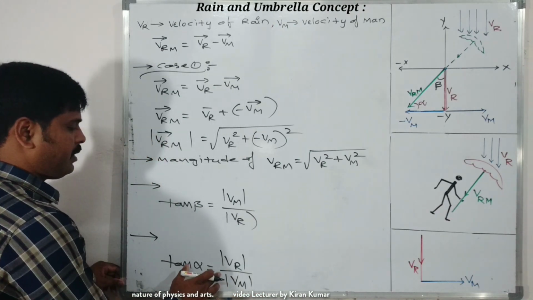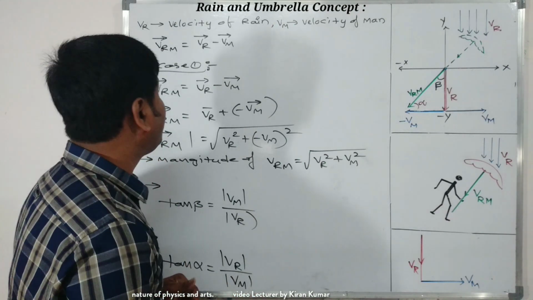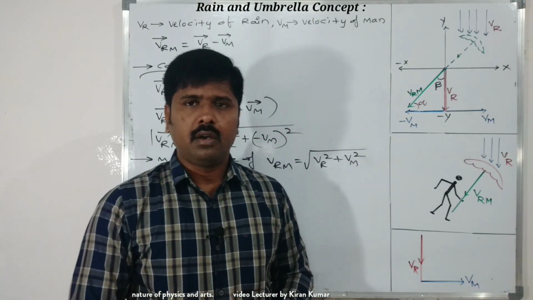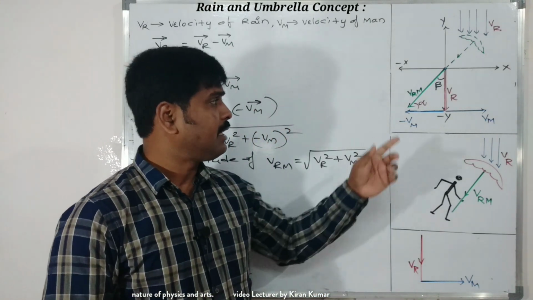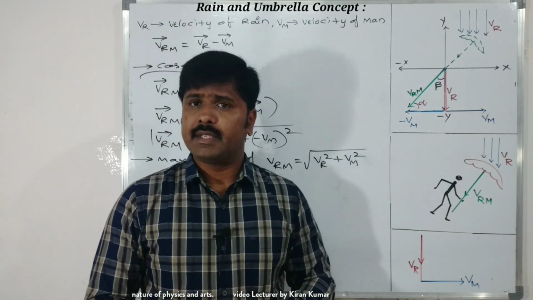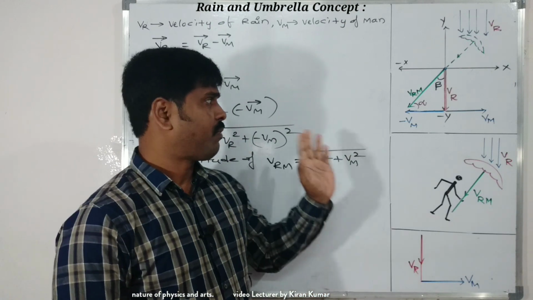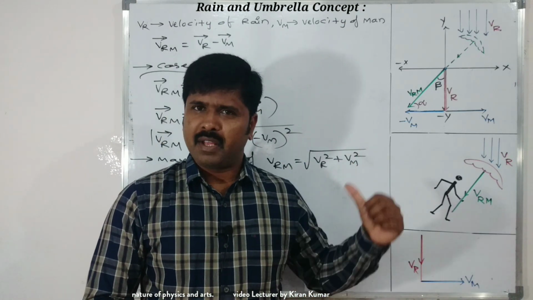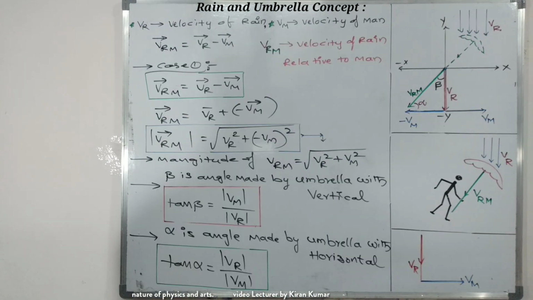So these are very useful formulas when the rain is falling vertically downward, that is along the negative y-axis, and the man is moving in the horizontal direction, that is from west to east. And please copy this.